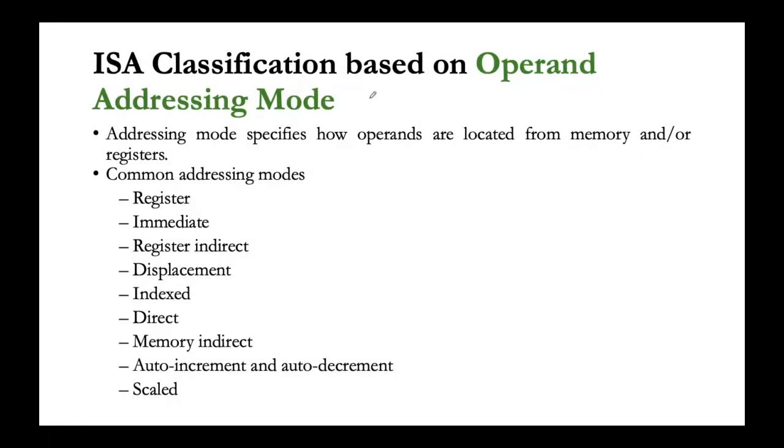This addressing mode specifies how the operands are located from memory or from the registers, or a combination of these. There are common addressing modes which the standard ISA follows: the register addressing mode, immediate addressing mode, register indirect, displacement addressing mode, indexed addressing mode, direct addressing mode, memory indirect, auto-increment and auto-decrement, and the scaled addressing mode. So let us see these one by one.